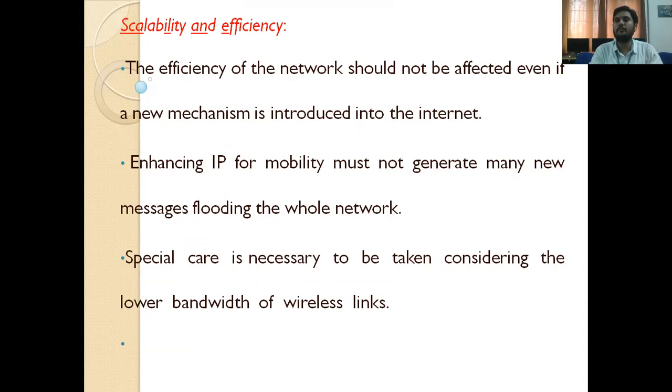And the next one is scalability and efficiency. The efficiency of the network should not be affected even if a new mechanism is introduced into the internet. There is a possibility that many mechanisms are introduced into the internet, and they cannot affect the network. Enhancing IP for mobility must not generate many new messages flooding the whole network. Special care is necessary considering the lower bandwidth of wireless links. So scalability and efficiency are needed for mobile IP.